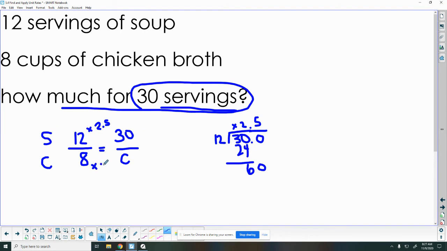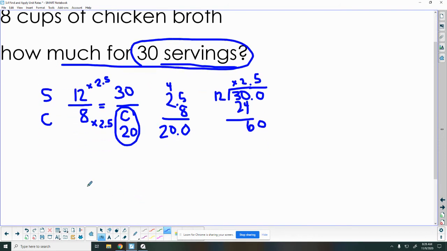Now I can just do the same thing to the bottom here and do 2.5 times 8 is 40. There's 16, 17, 18, 19, 20 with one decimal place equals 20. So every time they need 30 servings, that means they need 20 cups of chicken broth. So that's one way you can just ask yourself, how did I get from here to here? Do the same thing.